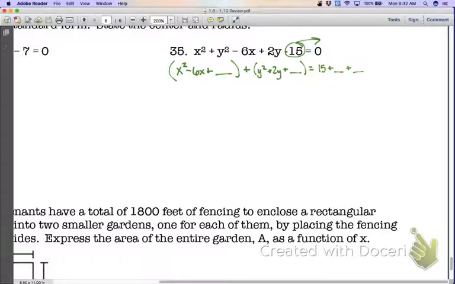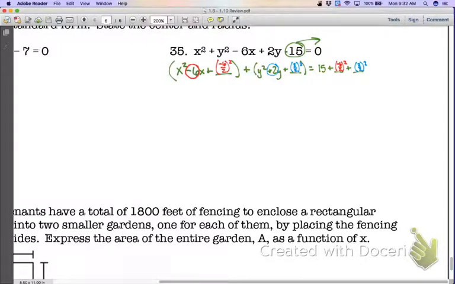So each blank is going to go, whatever's in here is going to get negative 6 divided by 2 squared. So then I'm just going to go negative 6 divided by 2 squared. Right? And then do the same thing with my y value, but now it's going to be 2 divided by 2 squared. And then 2 divided by 2 squared there.